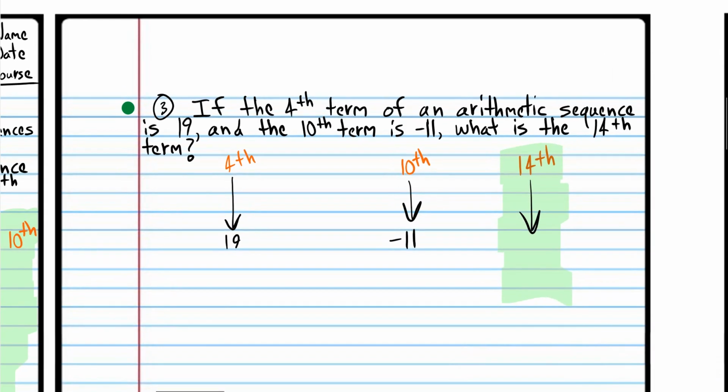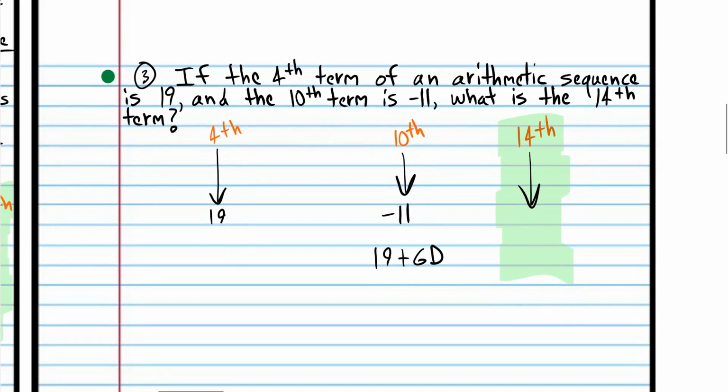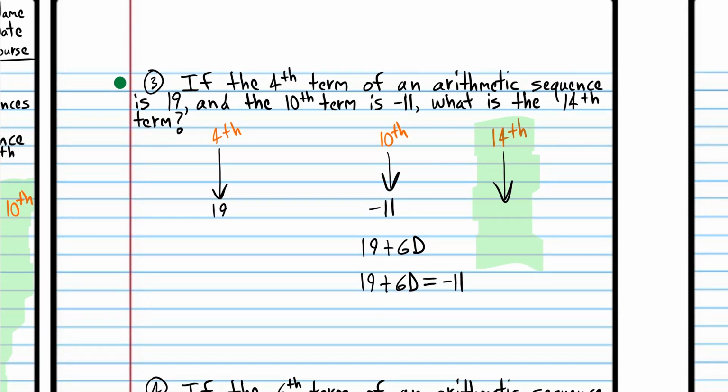So how many times do we add the common difference to get to the 10th term? Well, that's just 6 times. 10 minus 4 is 6. So the 4th term plus 6 times the common difference should be equal to the value of the 10th term, which is negative 11. So if we solve this equation, we get negative 5. The common difference is negative 5.